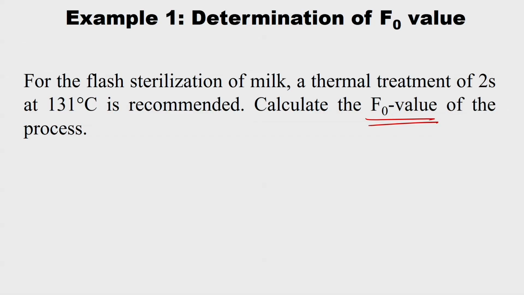So, we know how to calculate the F naught value. F naught value is nothing but F 121 and 10, which is equivalent to the integral from 0 to t of 10 to the power of (T minus R) upon Z into dt. So, this is my formula.